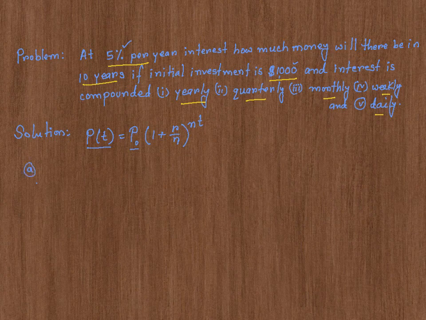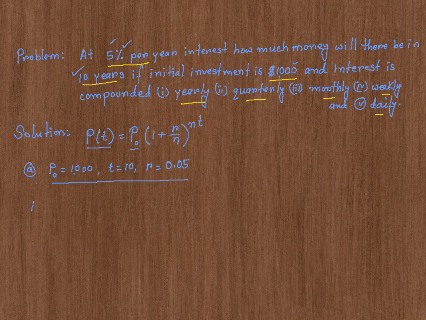So let's do A. Let's find the parameters here. P sub 0 is equal to 1,000, the initial investment. Then T is 10 years, because it is given how much money will there be in 10 years. R is the interest rate, which is going to be 5%. You have to express it in decimal form, 0.05, not as 5. These parameters are going to stay fixed throughout all parts of this problem. The only thing that changes is how often you are collecting interest.